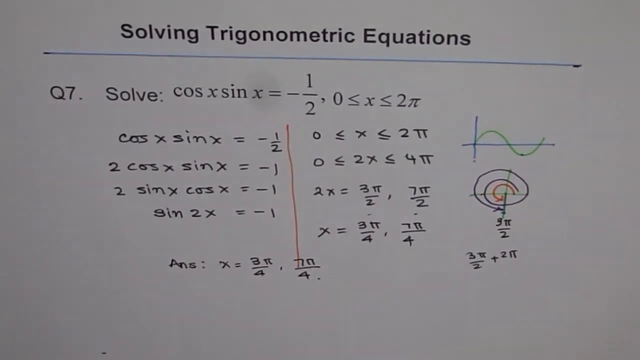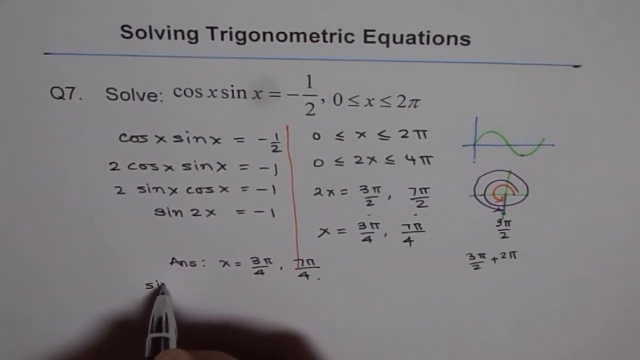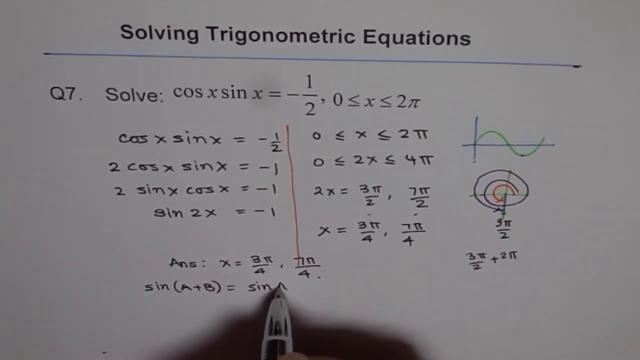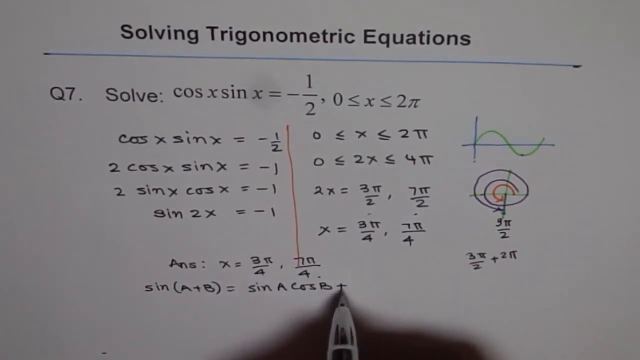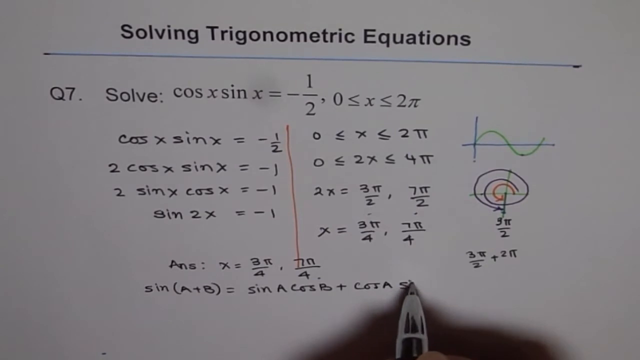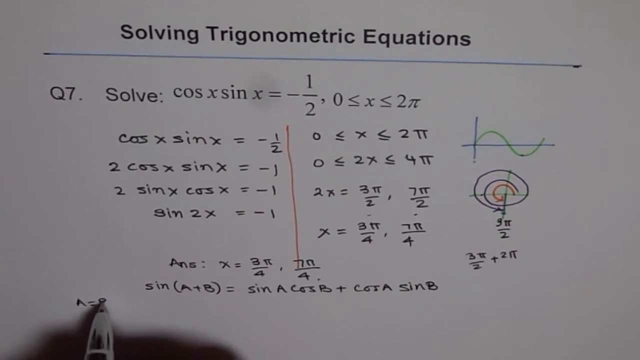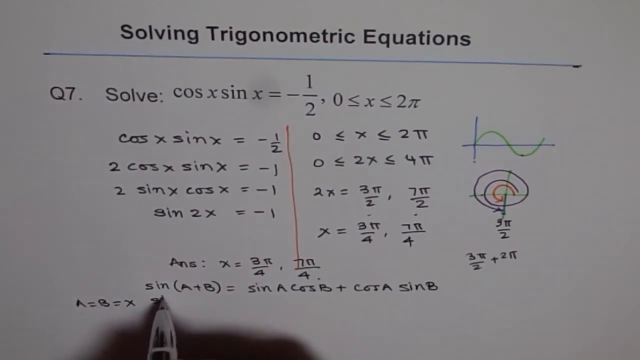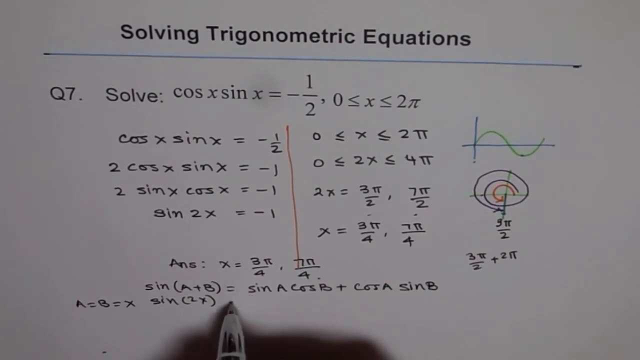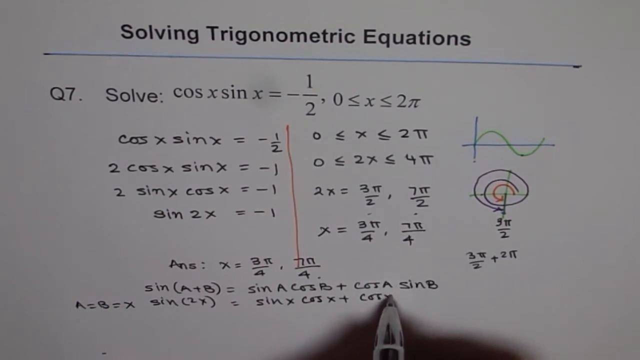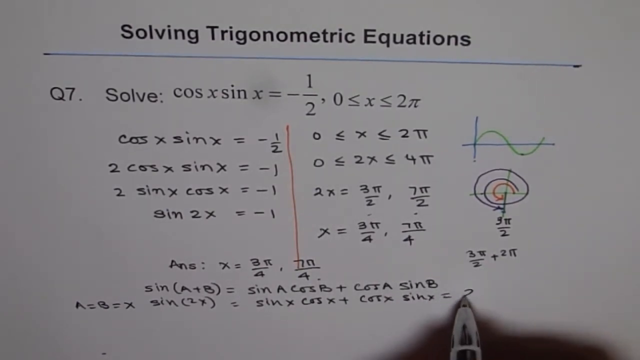So that is how this type of question has to be done, right? This kind of step is very critical to understand. I hope you remember sin(a plus b). Sin(a plus b) is sin a cos b plus cos a sin b, right? If a equals b equals x, then it becomes sin of 2x, correct? And this becomes sin x cos x plus cos x sin x, correct?